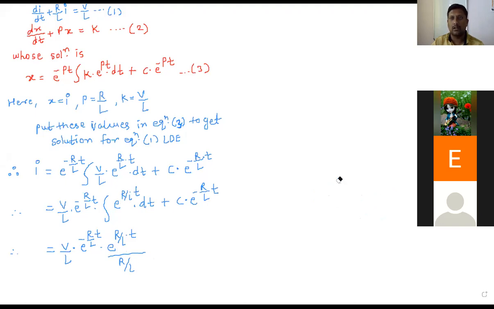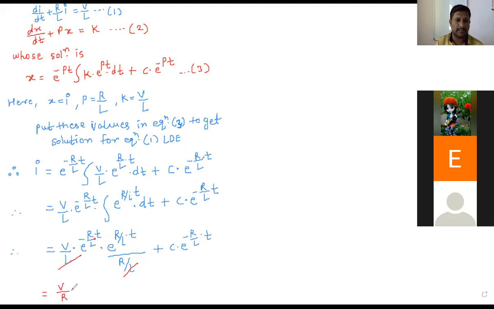Okay. Now the next point will be plus c into e raised to minus R by L into t as it is. Now, any cancellation? Anything we can cancel here from this side? L. High L and high L cancel होतो ना? Both L will get cancelled and V by R becomes V by R. Okay. Next, e raised to minus R by L into t into e raised to plus R by L into t. Hence, काय येईल answer?